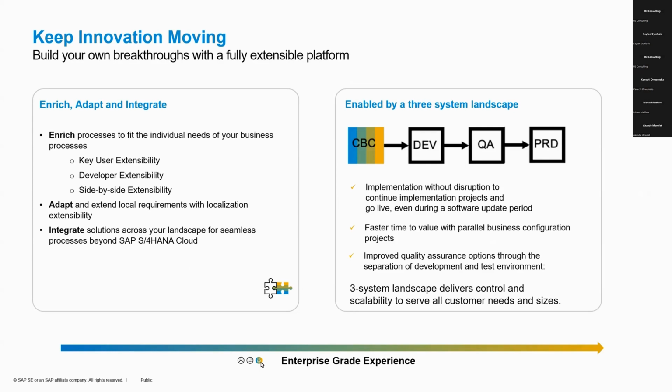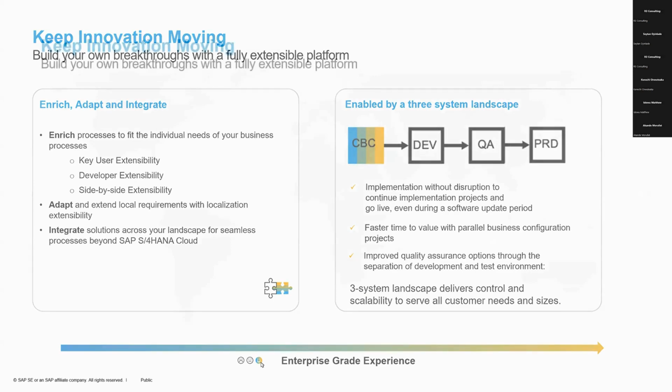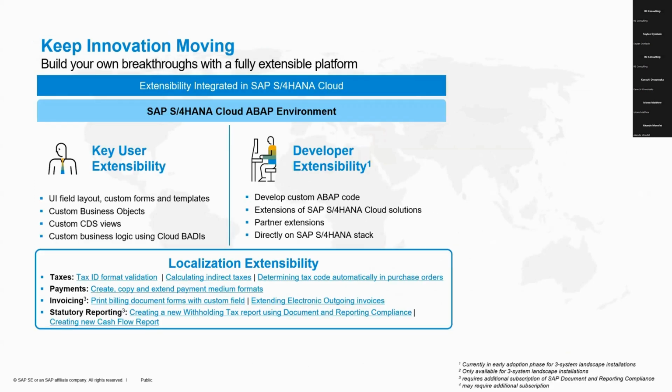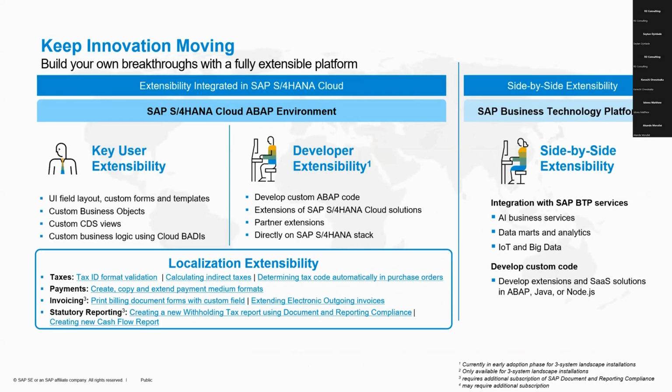Then we also support key user extensibility, which a super user can easily extend the solution to meet your requirements. Then we also provide developer extensibility. Then we also allow side-by-side extensibility using our SAP Business Technology Platform. So all the extensibility tools include key user extensibility, developer extensibility, and side-by-side integration with S/4HANA Cloud.